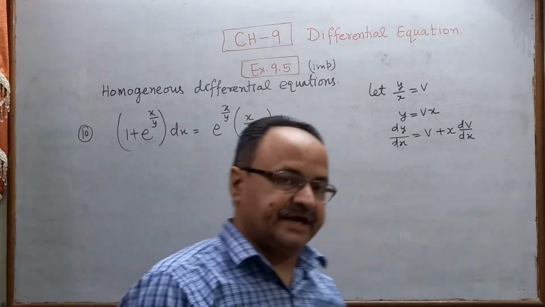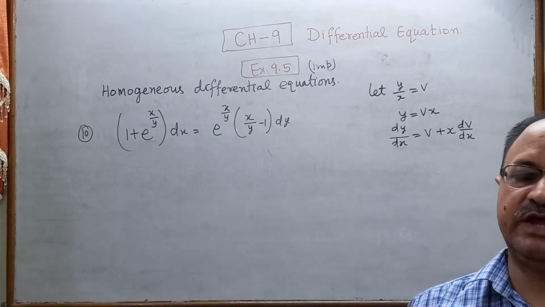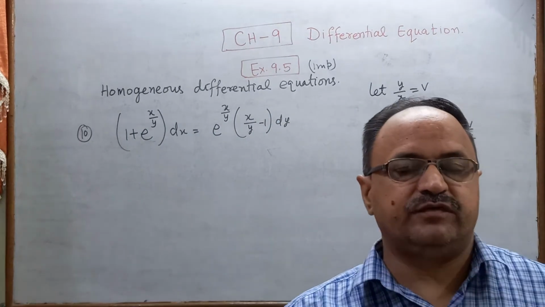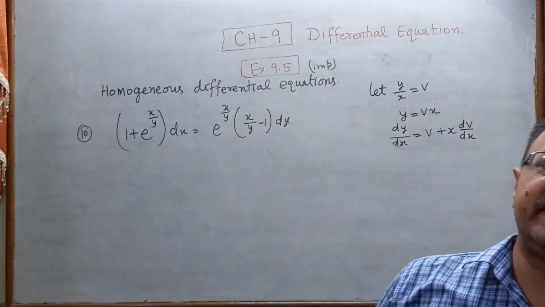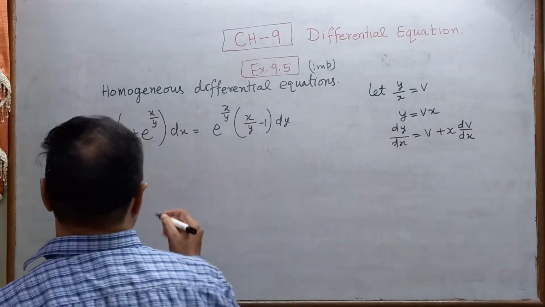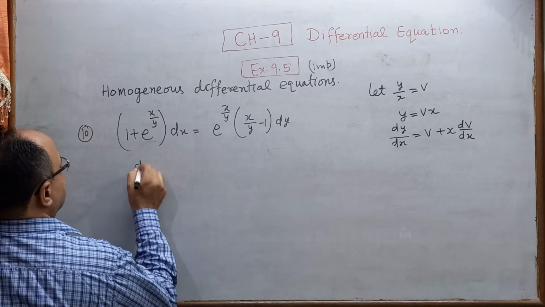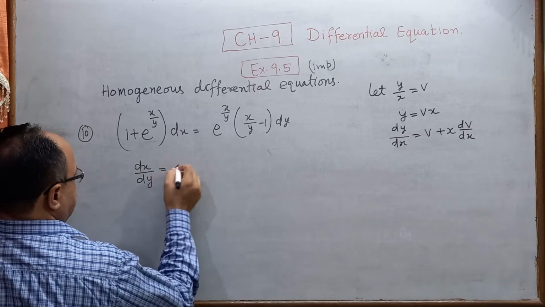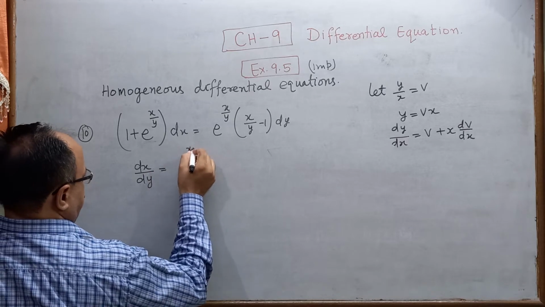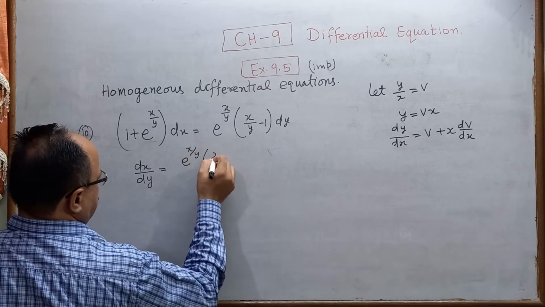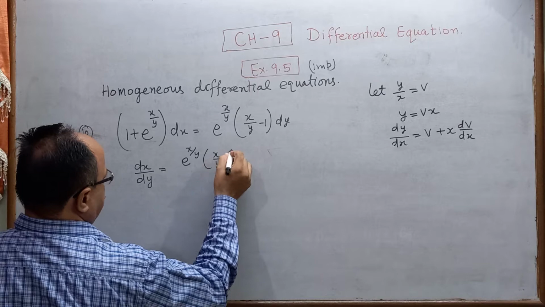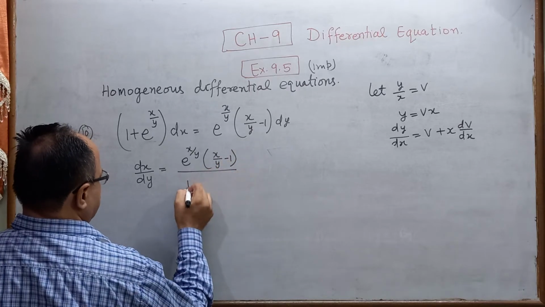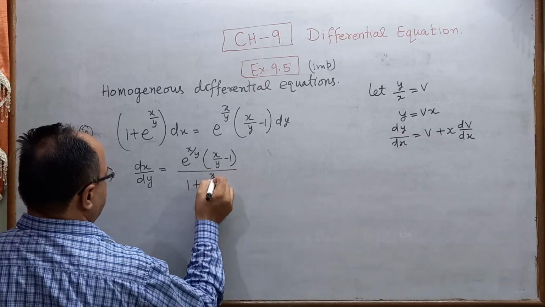This is second type. We cannot convert this question in the form of dy by dx. So we have to convert it into dx by dy. Tell me, dx by dy is equal to e to the power x by y minus 1 upon 1 plus e to the power x by y.